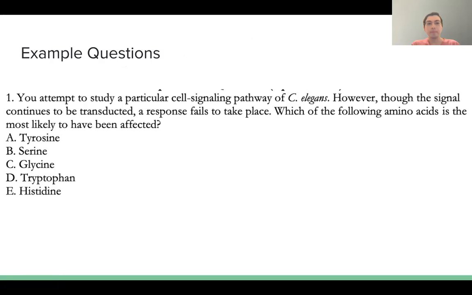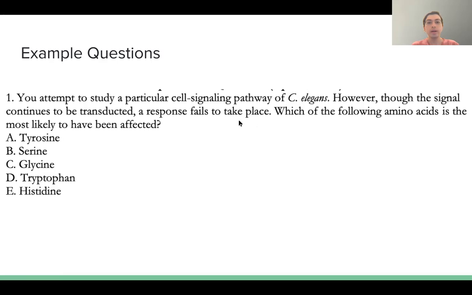Okay, so let's just go with the question. It's a cell signaling pathway, and C. elegans is just kind of like the most studied generic organism in biology. And the signal continues to be transducted. Our response fails to take place, so it's going through the receptor, but the response is actually not coming out of it. So it means there's a failure at like the end.